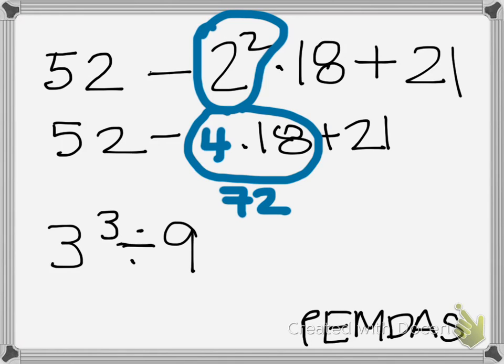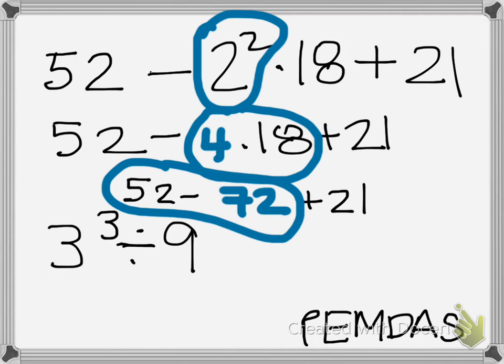So now I have 52 minus 72 plus 21. And since we only have addition and subtraction, the rule is to go from left to right, no matter whether subtraction or addition comes first. So 52 minus 72 is what we need to do first, since that's moving from left to right, so that gives me negative 20. Then I'm going to add that to 21 to get my final answer of 1.